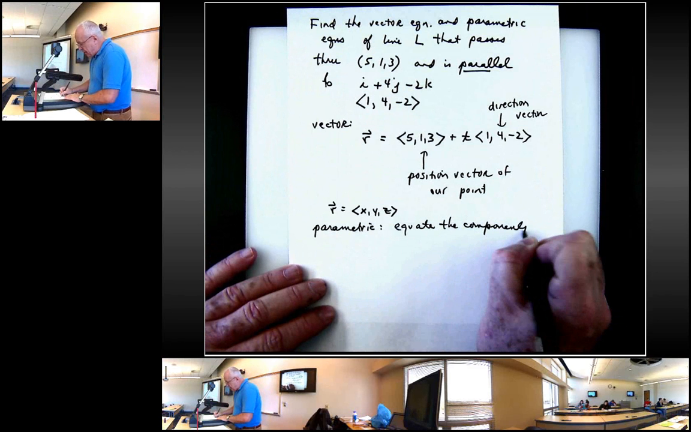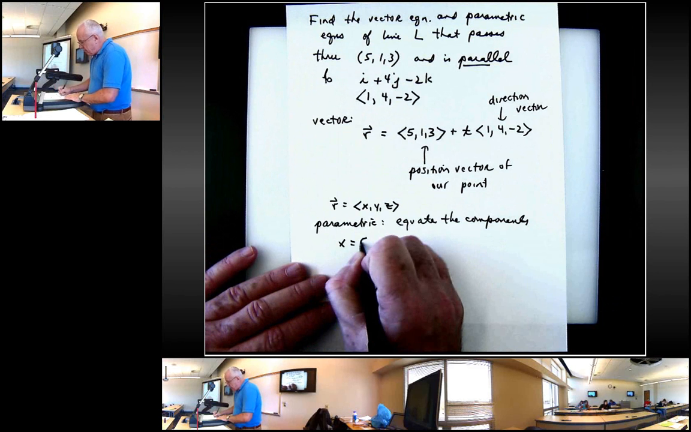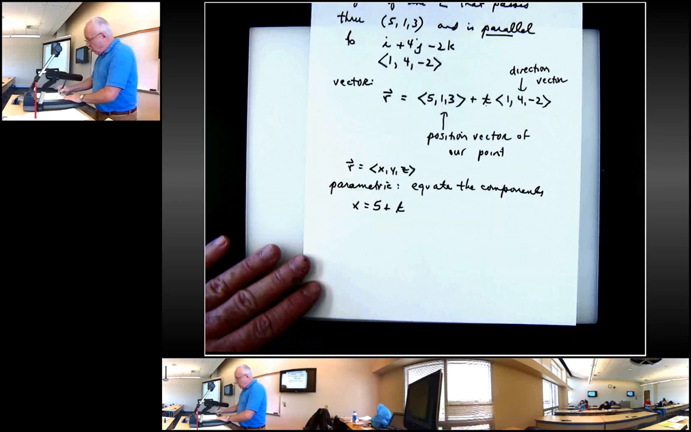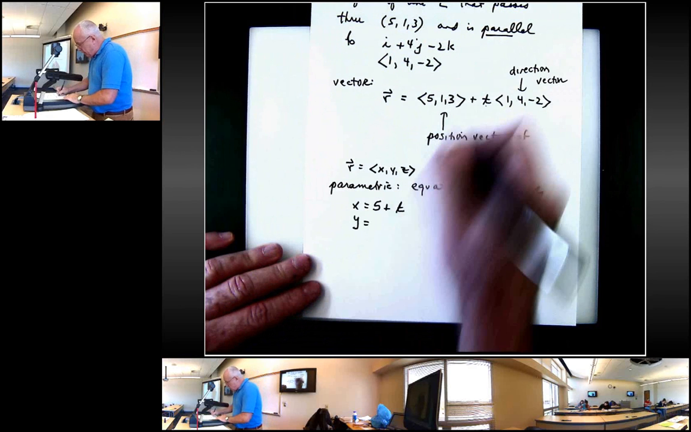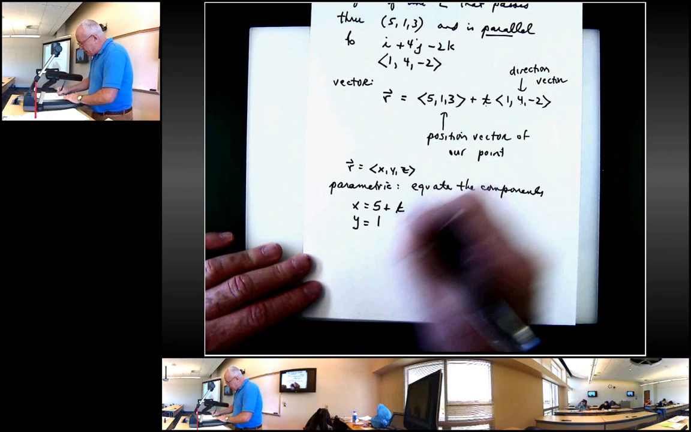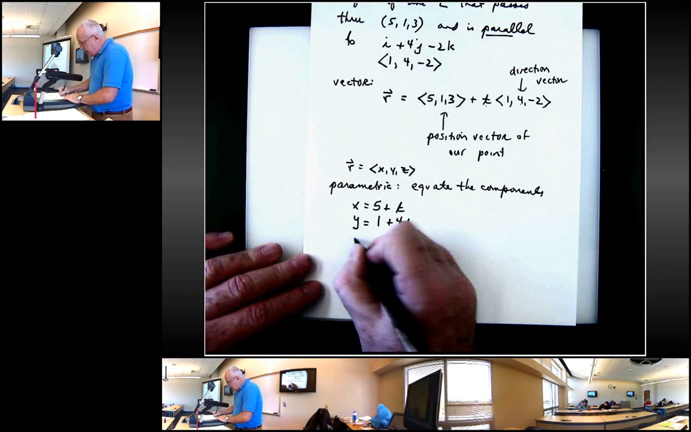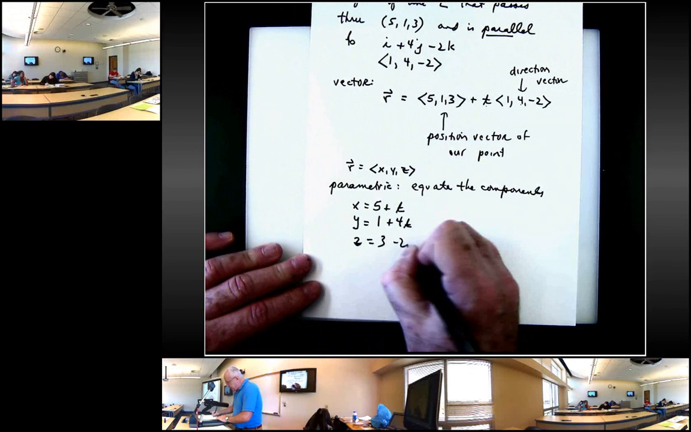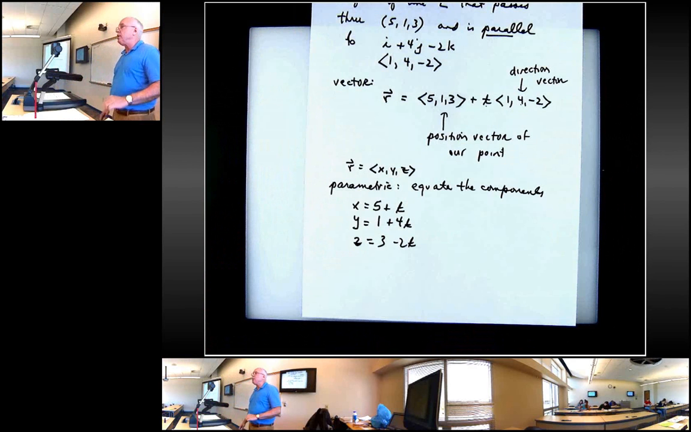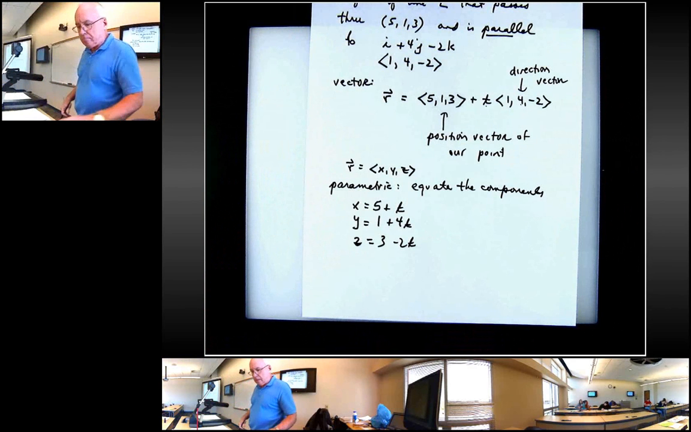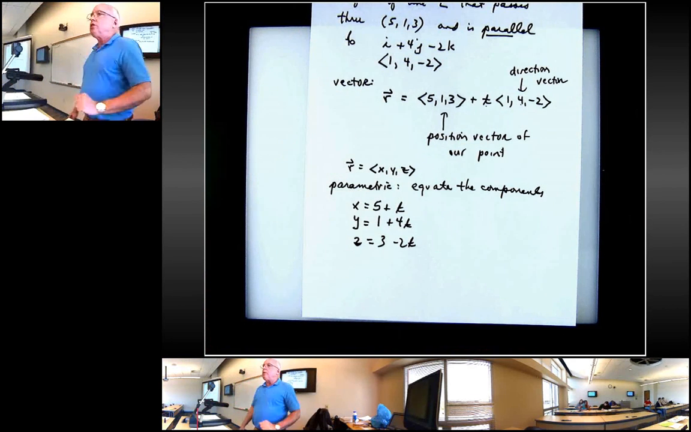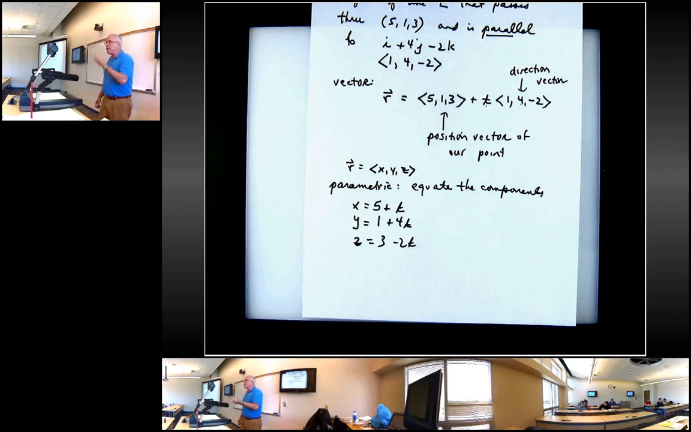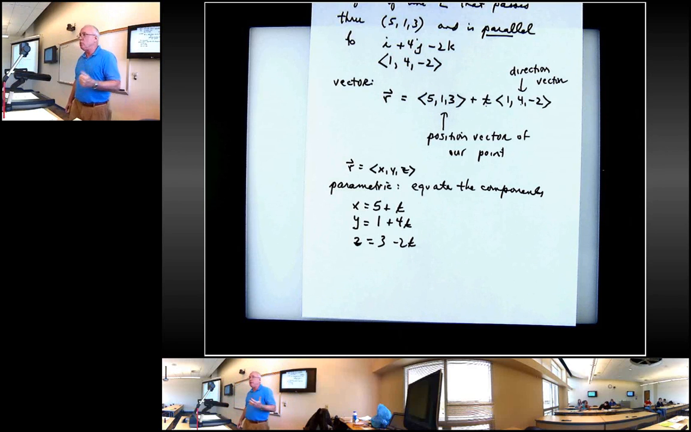So we have x equals 5 plus 1 times t, or just t. y equals 1 plus 4 times t. And z equals 3 minus 2 times t. And we have our three parametric equations. Okay? Any question just on that one example? Again, from a point and a direction vector, we can get those very quickly.